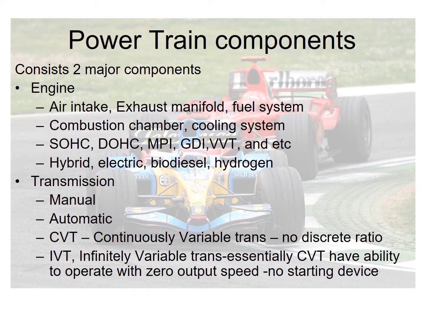Okay, kita pergi ke bahagian 2 or part 2 for chapter 1. As we know, there are two major components in the powertrain. One is the engine. You can see the air intake, exhaust manifold, fuel system, and in the engine we also have the combustion chamber and the cooling system. Engine will have single overhead cam or double overhead cam.